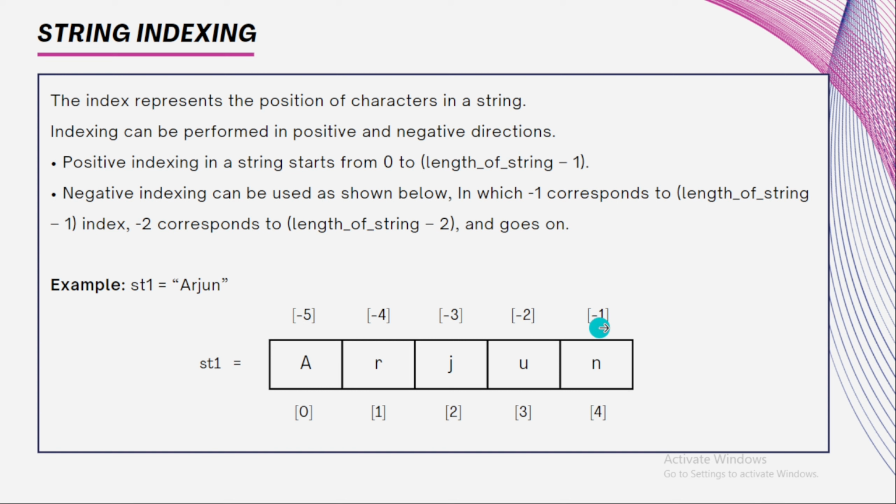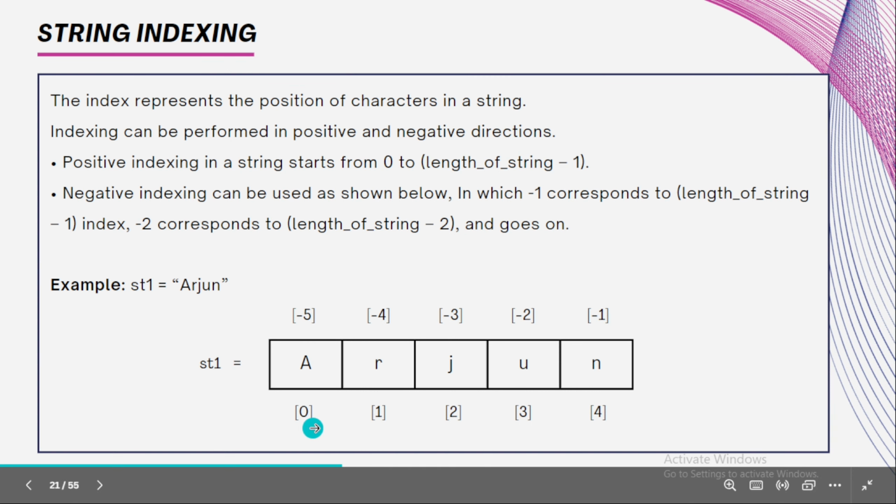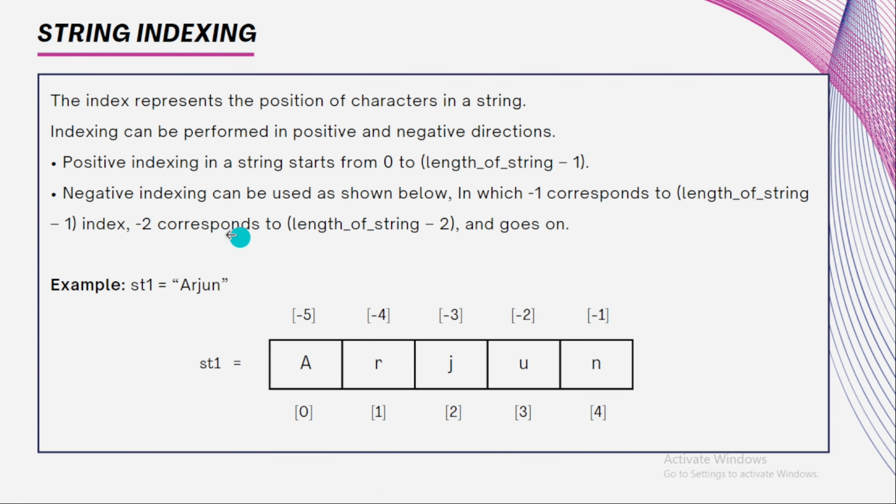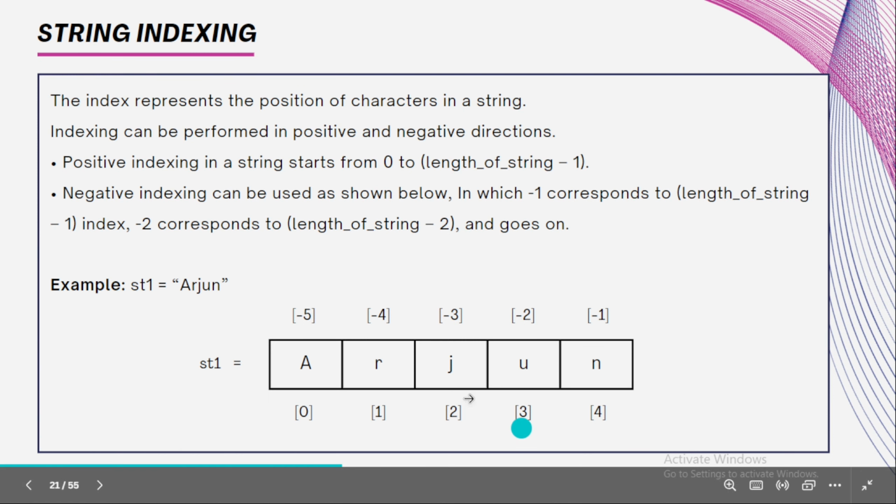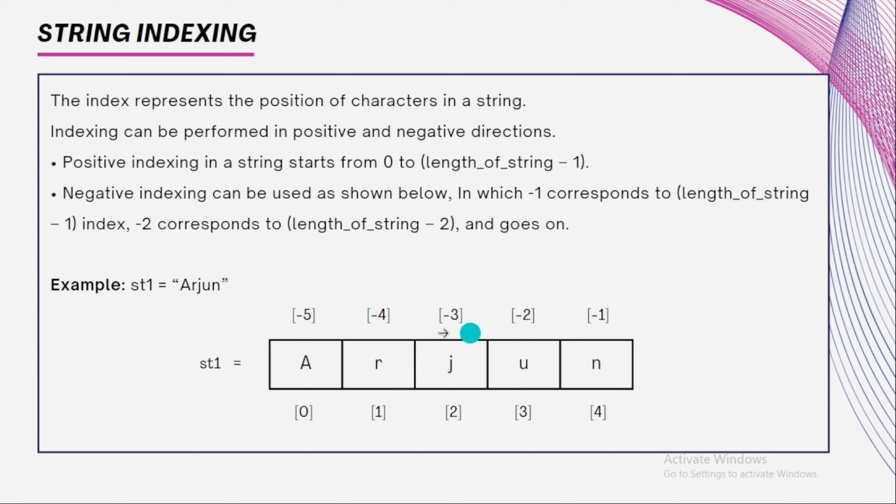So here -1 is the negative indexing value, which is length of string - 1. The length is 5. 5 minus 1 is 4, so it is at index number 4, and its negative index value is -1. Also, -2 corresponds to length of string - 2. The length of the string is 5, 5 minus 2 is 3, so the index position will be 3, and -2 will be the corresponding negative index value, and these things go on.